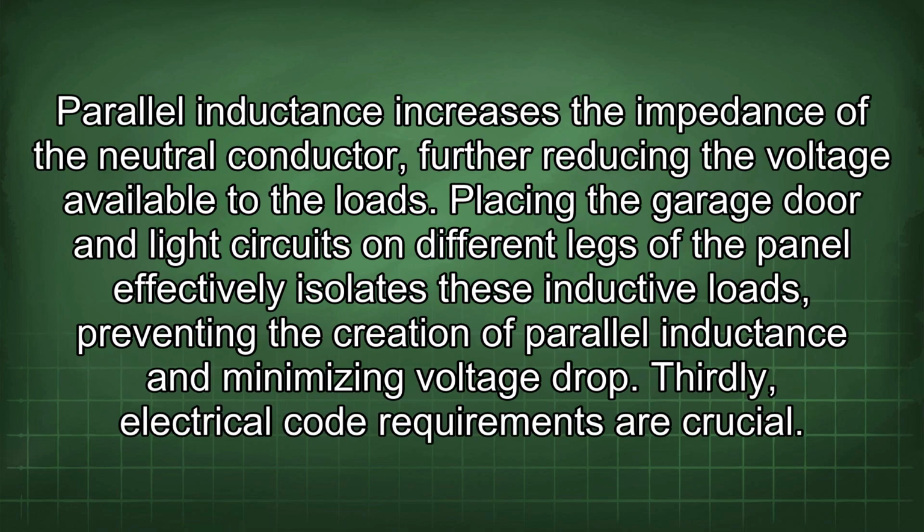Parallel inductance increases the impedance of the neutral conductor, further reducing the voltage available to the loads. Placing the garage door and light circuits on different legs of the panel effectively isolates these inductive loads, preventing the creation of parallel inductance and minimizing voltage drop.